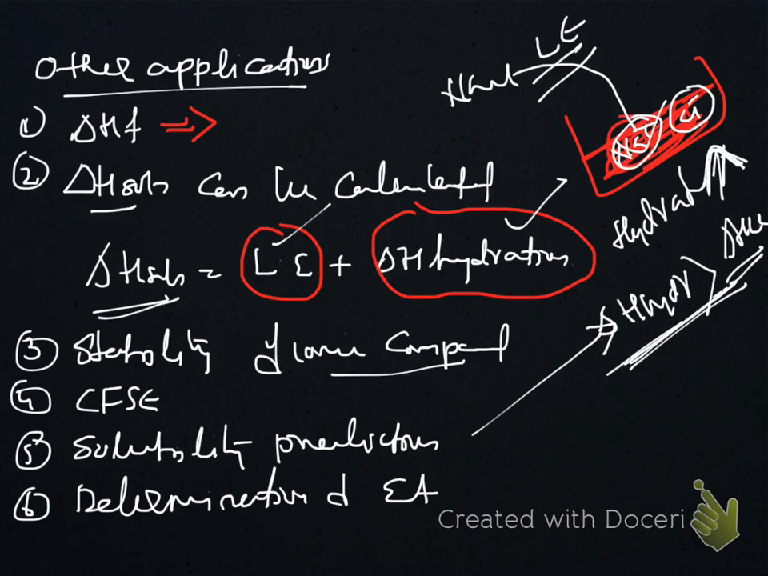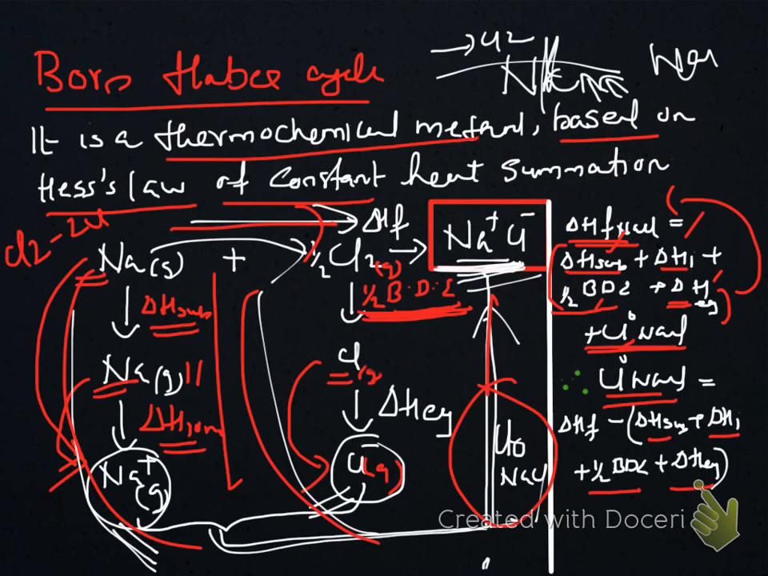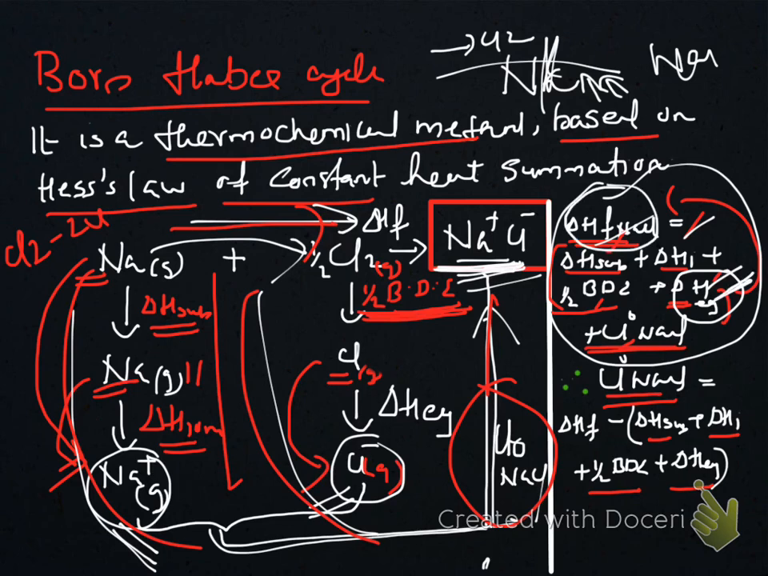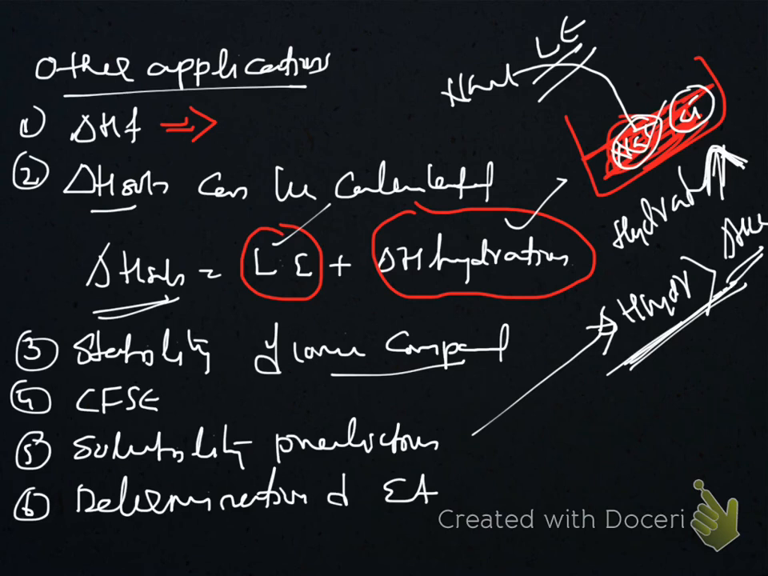Determination of electron affinity. If you follow this equation, if you know all the parameters except electron gain enthalpy, then that parameter can be calculated. But for this calculation, you should know the value of delta HF. These are the basic applications of Born-Haber cycle. Thank you.